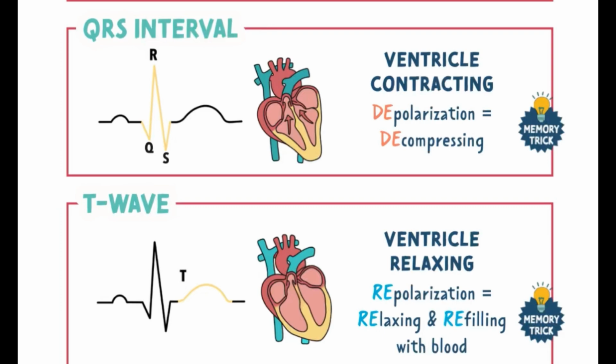Okay. So next is the T wave. What does the T wave show? It shows ventricular repolarization. So what is happening? The ventricles are relaxed and the heart refills with blood.